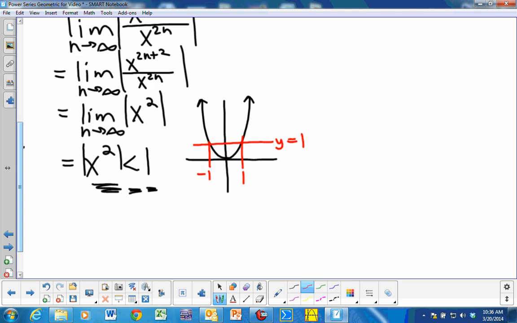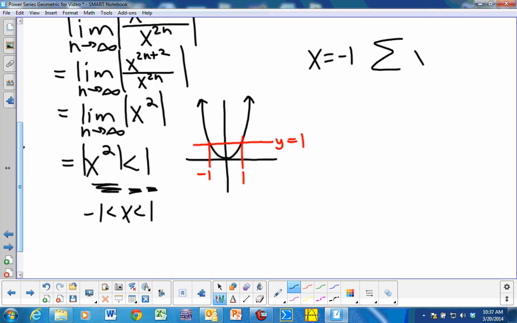Well, that's pretty simple. Guess what? It's negative 1 to 1 again. So this is from negative 1 to 1. Now, let's figure out what happens on the endpoints. We haven't done that in a little bit, so let's practice here. So let's find out what happens when x is negative 1.